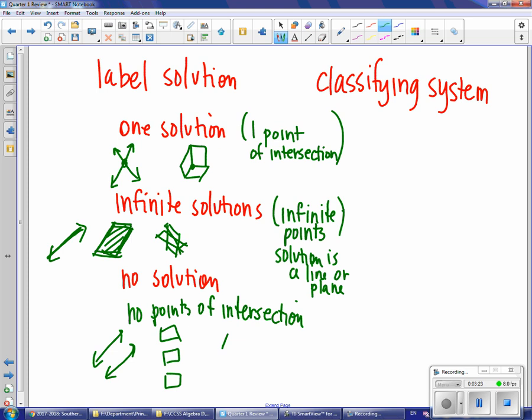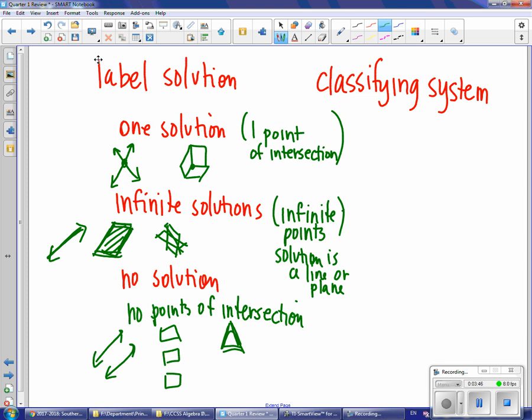So think of a triangle, where each one of the sides of the triangle is a plane. They all intersect with each other, but just not in the same place. That would be another example of a system with no solution. So when we're talking about labeling the solutions in terms of the number of solutions, we'd say there's either one solution, infinitely many solutions, or no solution. By the number of solutions, we can classify the system.